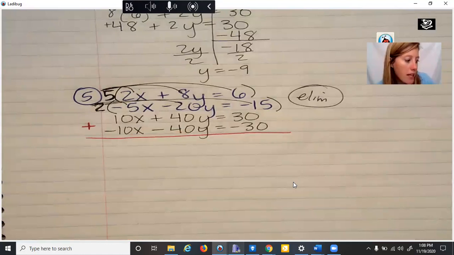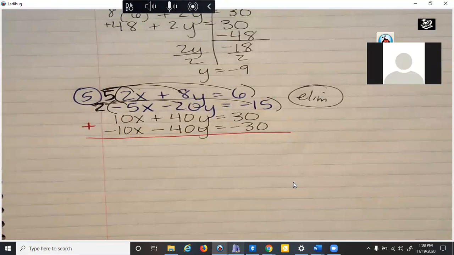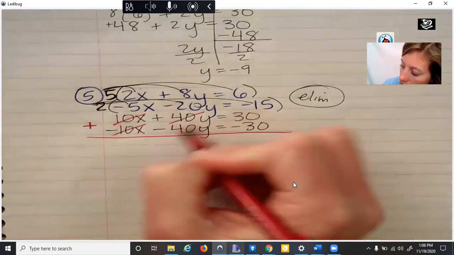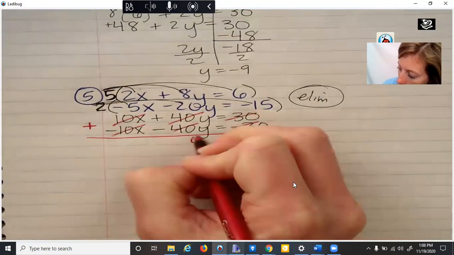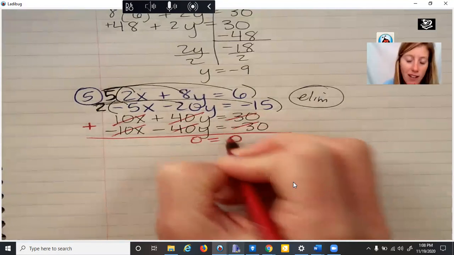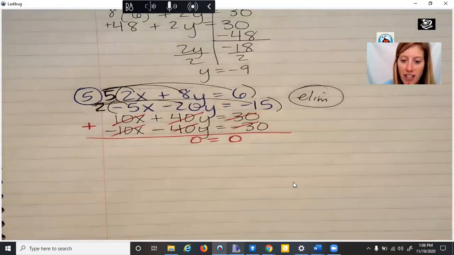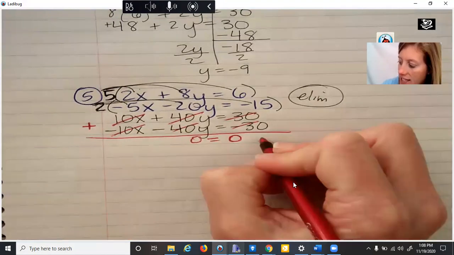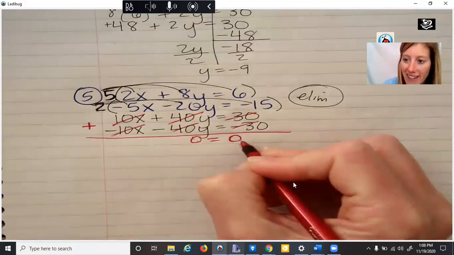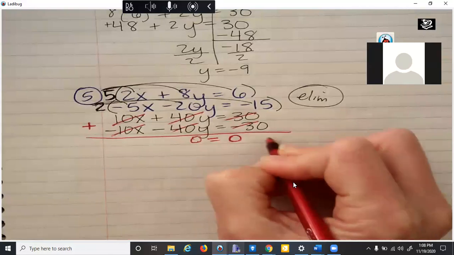Eric, what do you see happening on here? Everything cancels out. Everything is a positive and a negative. So I get 0 equals 0. Anybody want to give me their thoughts on this one? No solution. All right, is this true or false? False. Does 0 equal 0? True. That's a true statement.